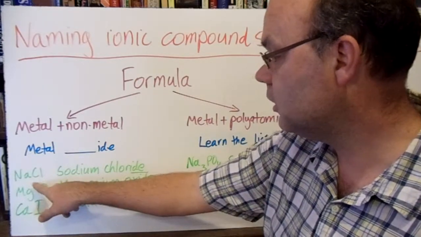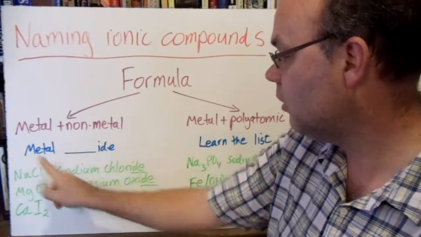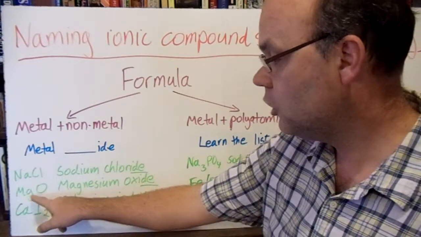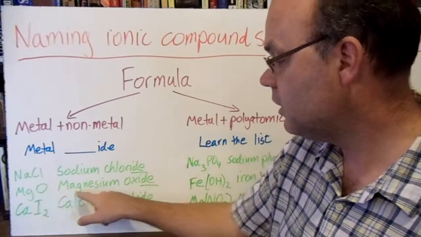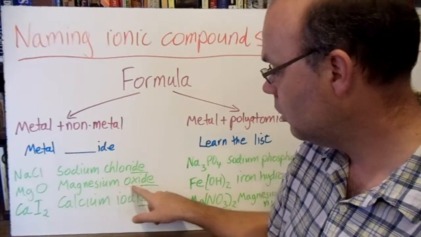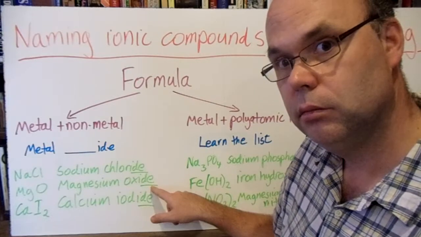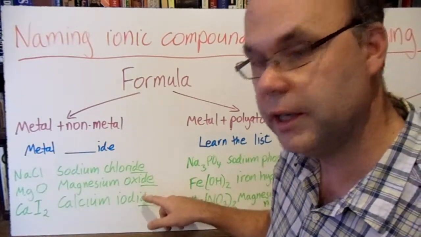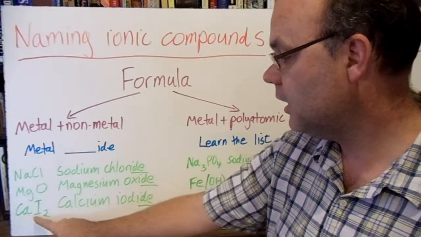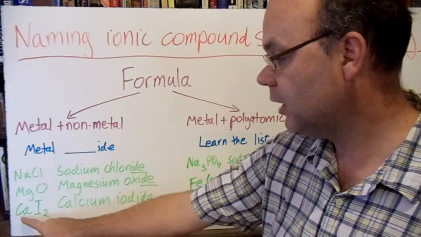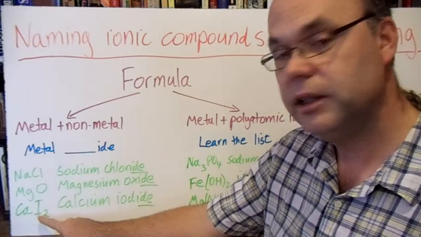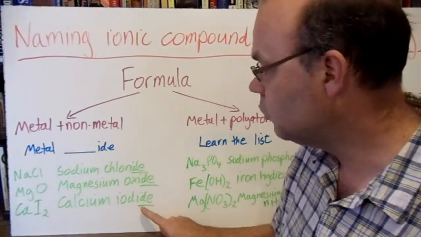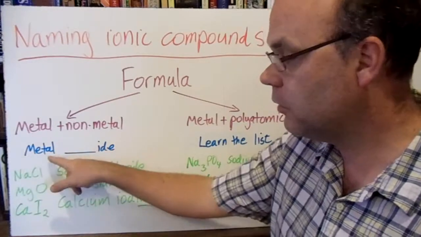So NaCl is sodium, is the metal, chloride. MgO, Mg is magnesium, is the metal, oxide, it's oxygen, O, oxygen, changed to oxide. CaI2 is calcium, is the metal, I is iodine, iodide. So we just change the ending to "ide" and leave the metal the same.